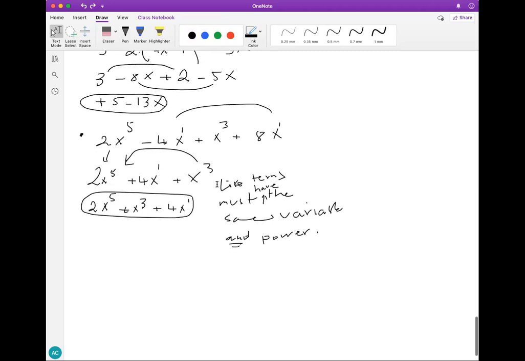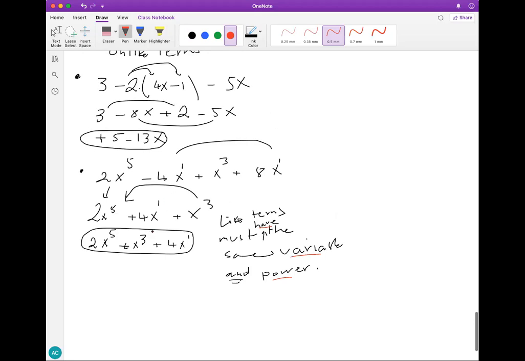And again, this means these two are not the same terms. Even though the variable looks the same, the powers are not the same. So like terms must have the same variable and power in order to be combined. If not, just leave it like this. Don't continue adding or subtracting anything. That would be the final answer.